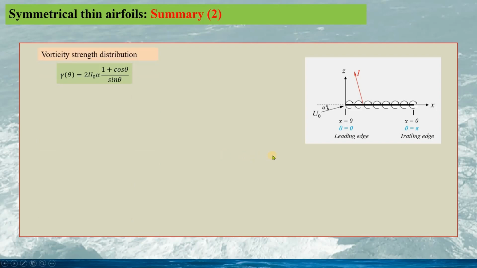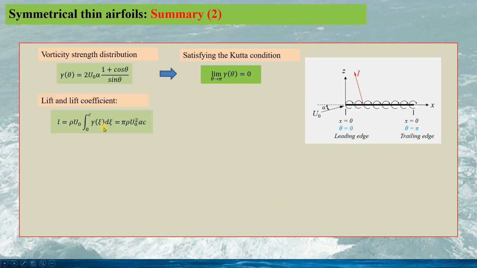For the symmetric airfoils, the vorticity strength can be given in this formula, and this vorticity satisfies the Kutta condition, that is, the vorticity at the trailing edge is 0. Then the lift is calculated as this. Here, the integral is actually the circulation around the airfoil. So the lift coefficient is given by this very simple form, 2 pi alpha. Here alpha is the angle of attack, see here.